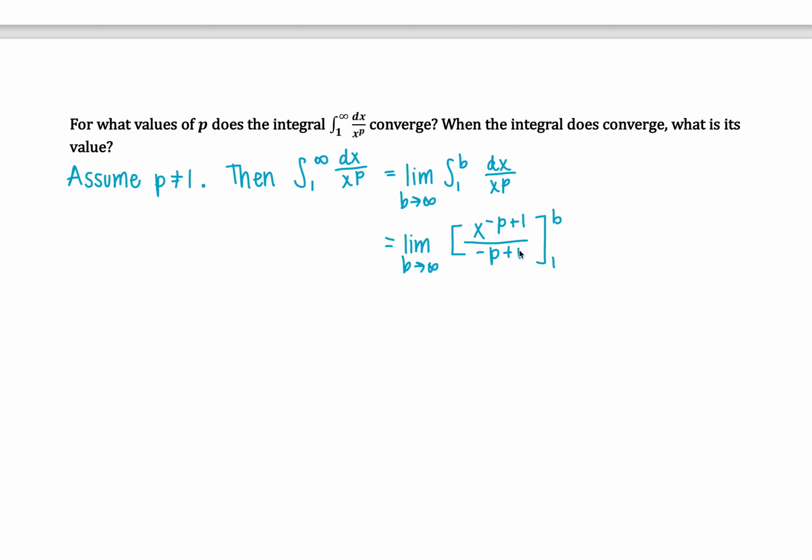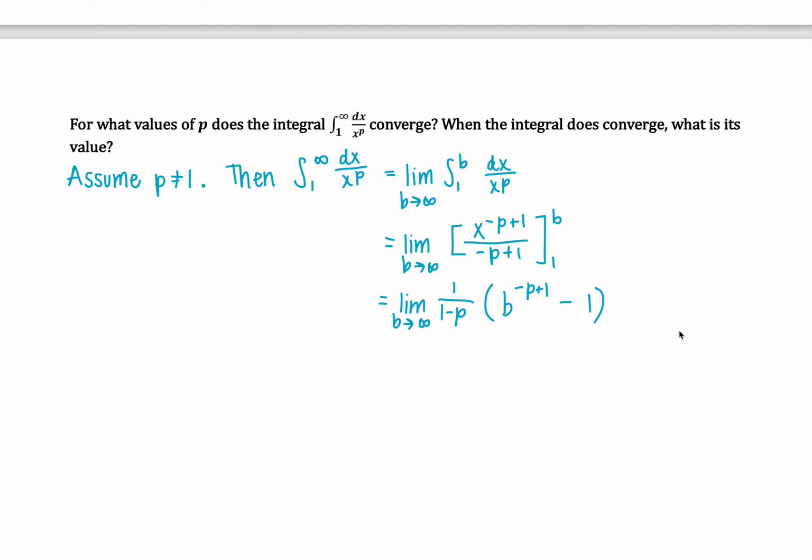Now, the negative p plus 1 in the denominator, that's going to be a constant. So I'm going to go ahead and pull that out. When I pull that out, I'm going to rewrite it. Negative p plus 1 is the same thing as 1 minus p. So I'm going to look at it as the limit as b goes to infinity of 1 over 1 minus p. Now, if I plug in a b for x, I get b to the negative p plus 1 minus 1 to the negative p plus 1, but 1 to anything is still going to just be 1.